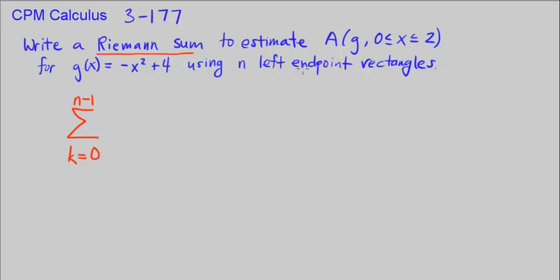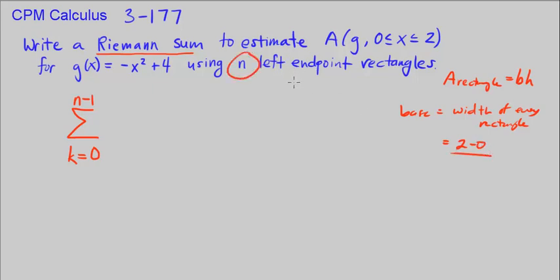The base, so the area of each rectangle, right? Remember, the area of a rectangle is just base times height. So the base is going to be the width of every rectangle. And remember, that's just going to be the total width from 0 to 2, so 2 minus 0 is that distance, divided by how many rectangles we're splitting up. So that's over n. So that's just 2 over n. So the base is going to be 2 over n.